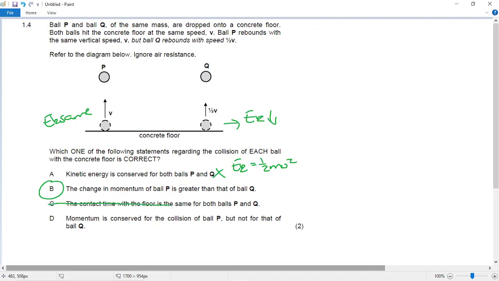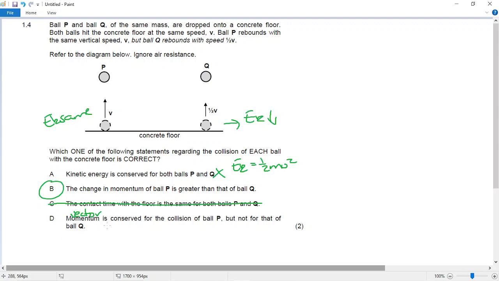The contact time with the floor is the same for both balls P and Q. There is not enough information in the question to make that statement. Why is D wrong? Momentum is conserved for the collision of ball P, but not for that of ball Q. Let's just think about this. At first glance, this one looks correct, but you've got to remember momentum is a vector, okay?